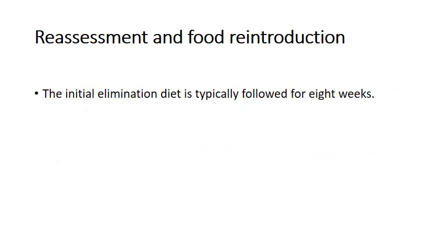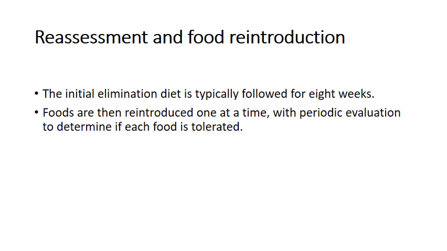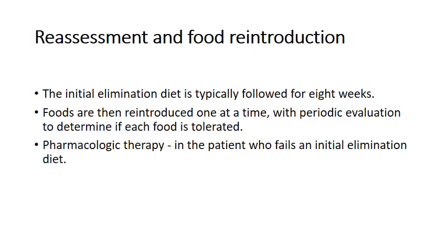The initial elimination diet is typically followed for a period of 8 weeks. Symptoms are assessed and a repeat endoscopy with esophageal biopsies is performed at the end of the initial avoidance period. Then foods are introduced slowly one at a time with a periodic evaluation to determine if each food is tolerated.